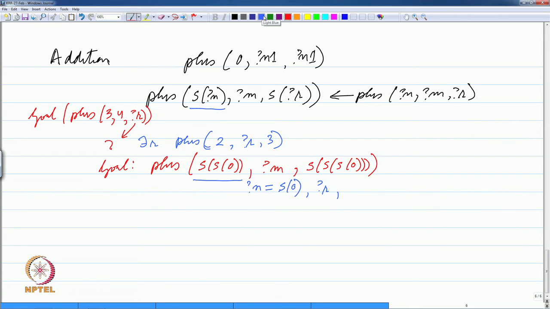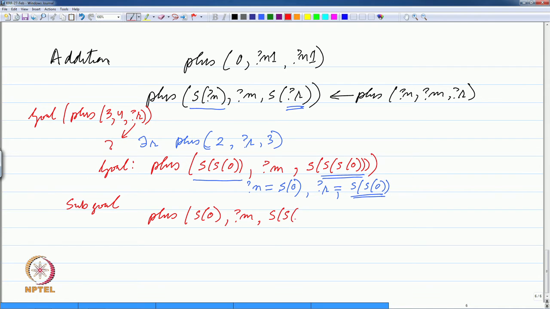Now, R would be successor of 0, because this R should match the remaining part of this, which is this here. So, I get a sub goal: plus successor of 0 M successor of 0.